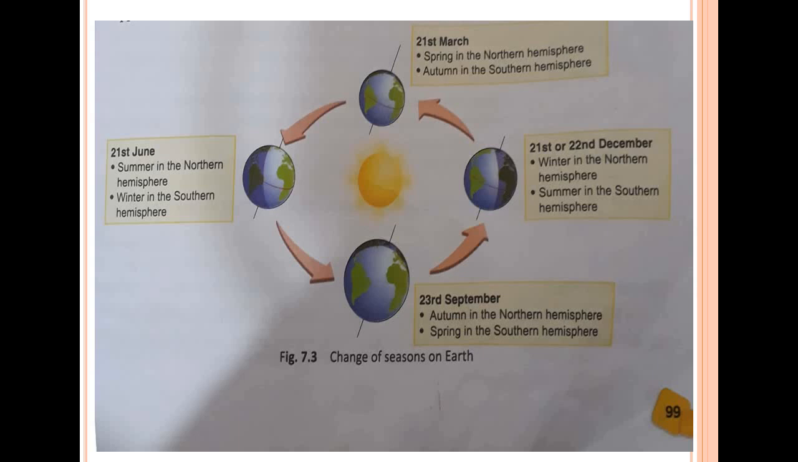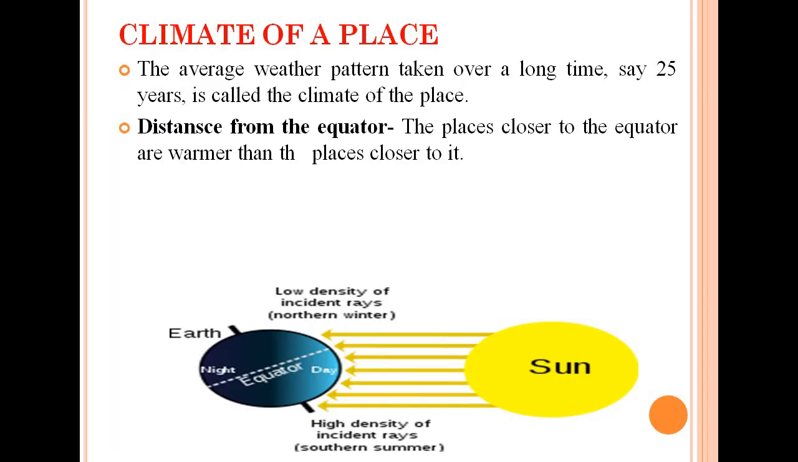As we can see in the figure, on the 21st March there is spring in the northern hemisphere while autumn in the southern hemisphere. From 21st to 22nd December there is winter in the northern hemisphere and summer in the southern hemisphere. On 23rd September there is autumn in the northern hemisphere and spring in the southern hemisphere, and on 21st June, which is considered the longest day of the year in the northern hemisphere, there is summer in the northern hemisphere and winter in the southern hemisphere. All these changes occur because of the earth's tilt and the revolution of the earth around the sun.